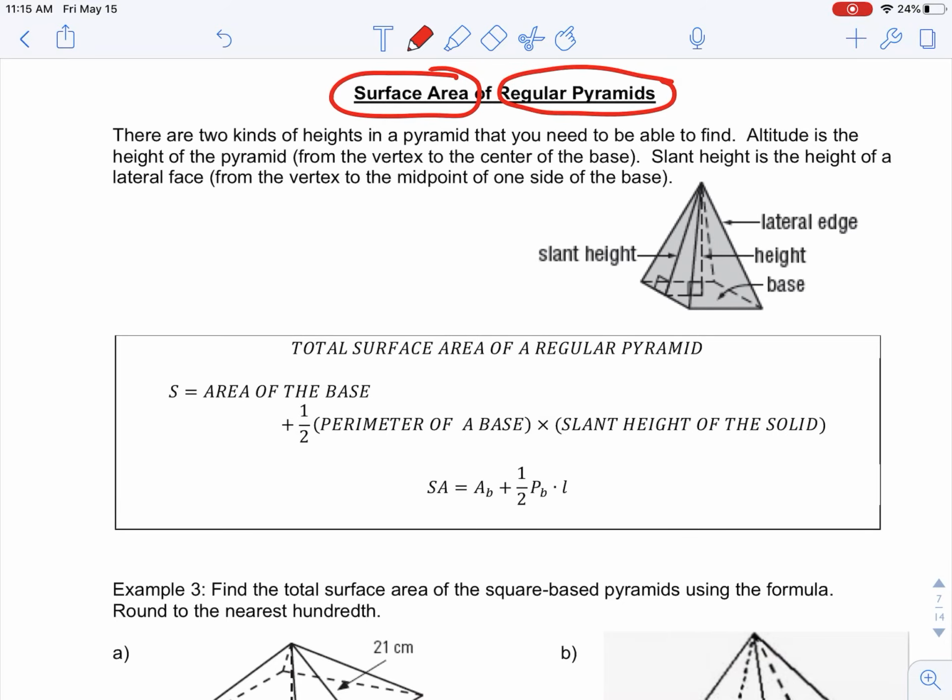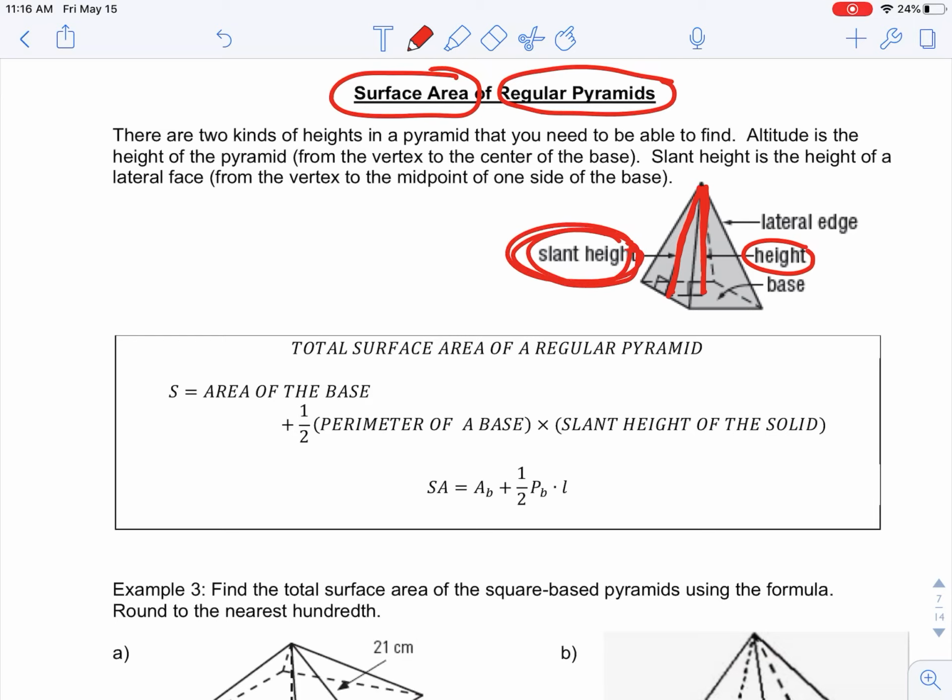So pyramid, you have to learn a new vocabulary word that you haven't heard before, which is called the slant height. So it's not the up and down height right in the middle. That's the up and down height right in the middle. See that line? That's just the regular height. What the slant height is, it's this height on the side that's like leaning on the side here. That's called the slant height. Okay, so that's the one we're going to use in this formula.